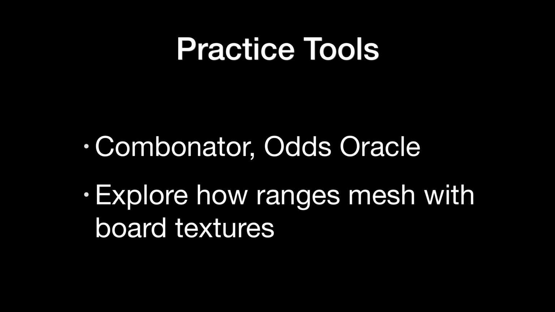You can use tools like Combinator and Odds Oracle to take a look at how hand ranges connect with different board textures. Our calculating fold equity videos show how to use these tools to calculate fold equity, which will allow you to progress from guessing if a bluff is good to knowing if a bluff is good.